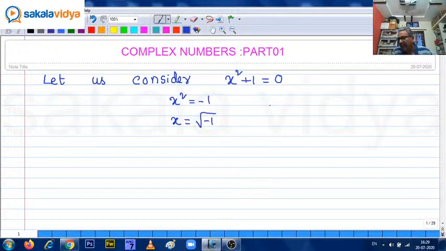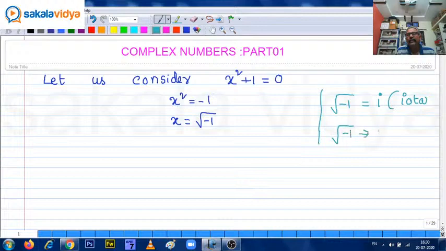So far we have not discussed the square root of a negative number. That's why the square root of negative number minus 1 is considered as I. This I is known as iota. Iota means imaginary, or root of minus 1 is also called the imaginary unit. So now x is equal to I. I is the imaginary number. So for example, I is the root of this equation.